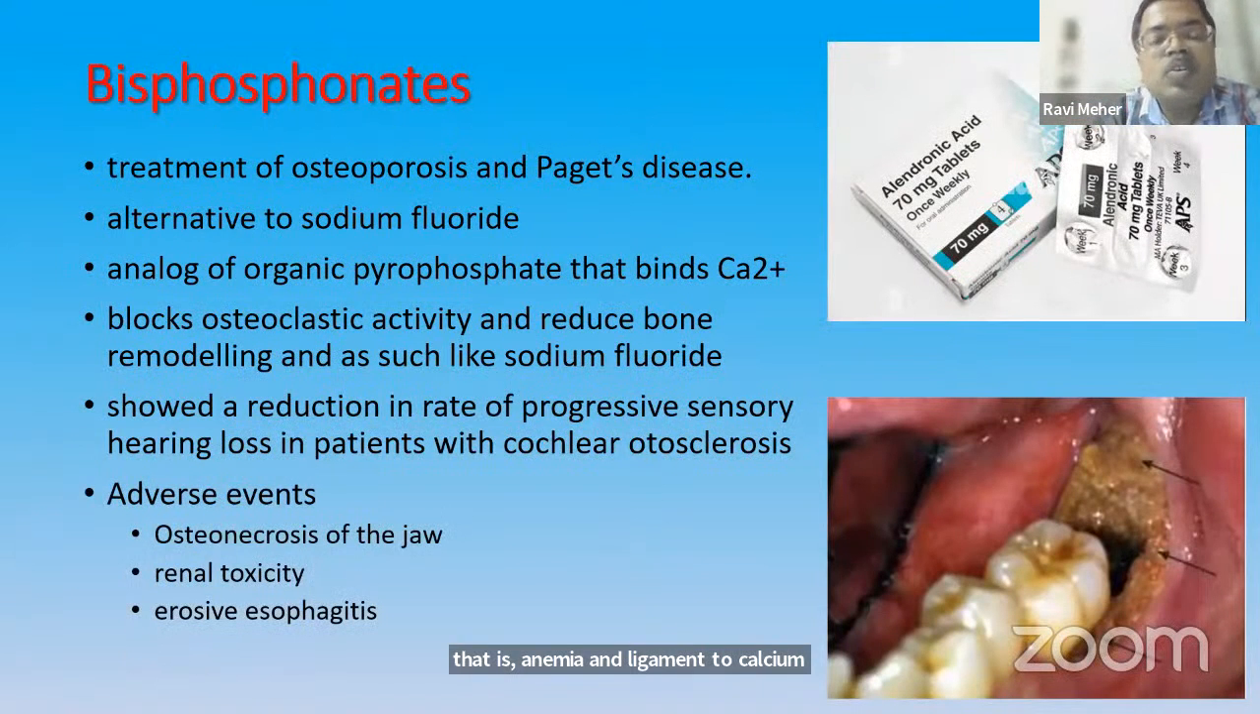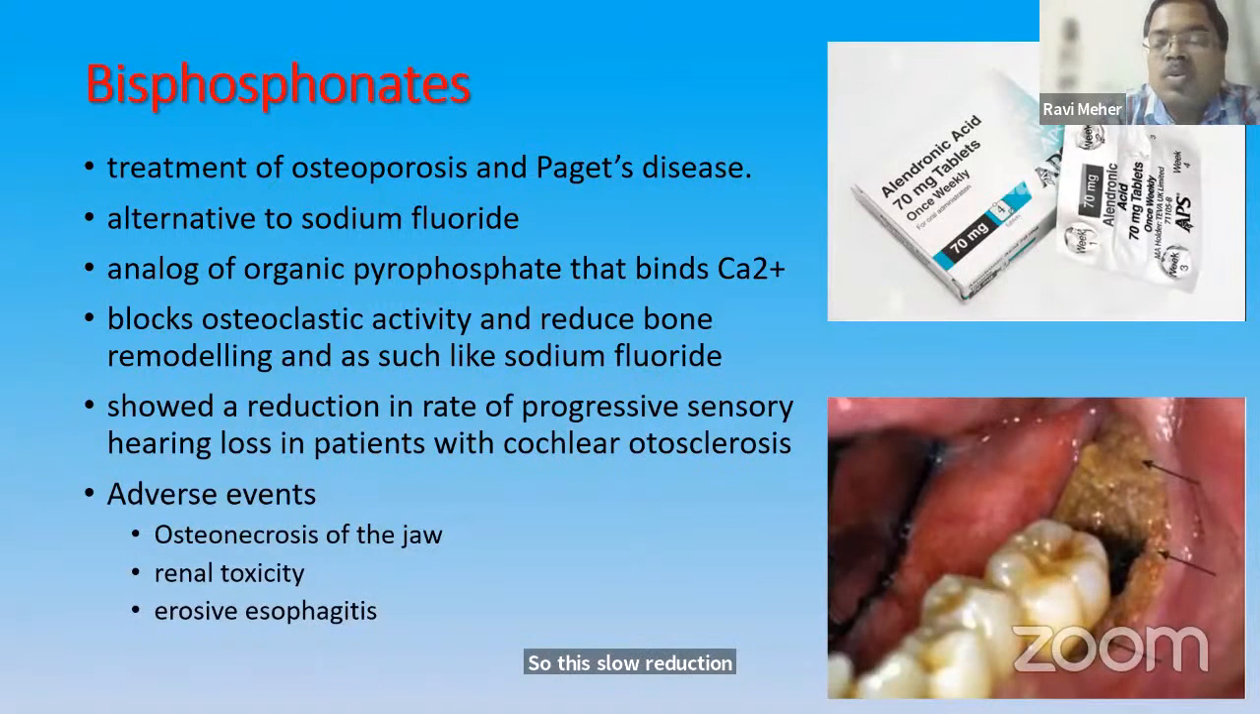Again, this has also been given in the standard textbook. Bisphosphonates are used for treatment of osteoporosis as well as for Paget disease. It is an alternative to sodium fluoride, and it has a similar sort of action as sodium fluoride. It blocks the osteoclastic activity, reduces bone remodeling, and increases calcification. So there's a slow reduction in the rate of progressive sensorineural hearing loss in the patient with cochlear otosclerosis.